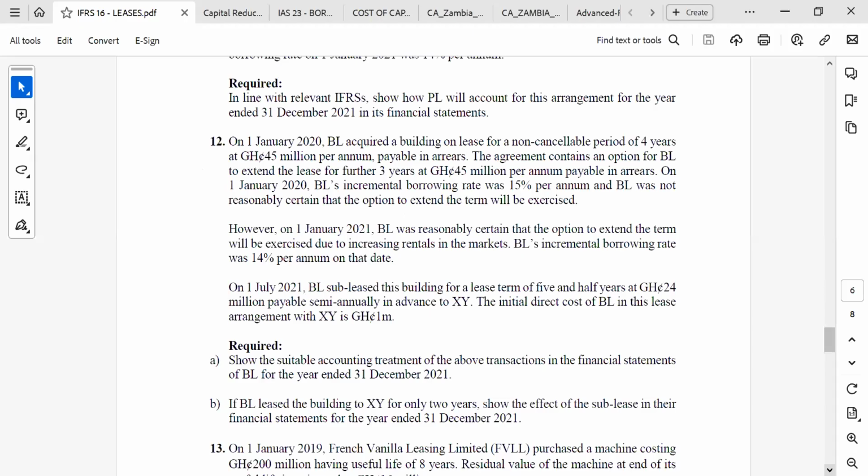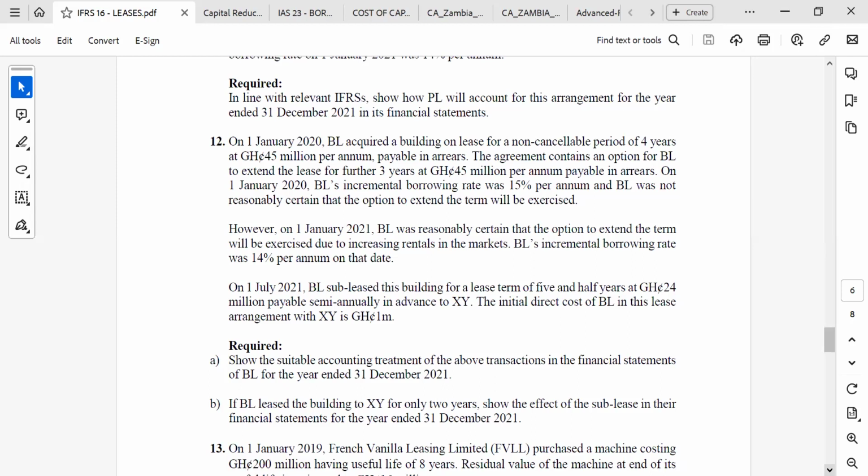They are saying that in January 2021, it was reasonably certain that the option to extend the term will be exercised due to increasing rentals in the market. The lease's incremental borrowing rate was 14% per annum on that date. So based on the original arrangement, how many years of the lease period are remaining in the current year, January 2021? How many years do we have left on the lease? 3. Okay.